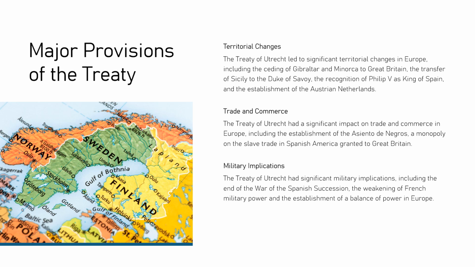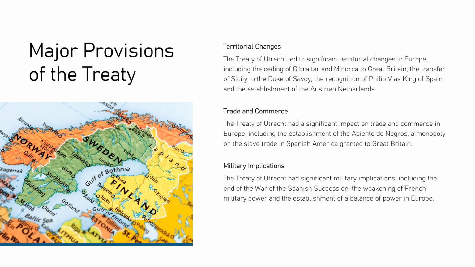Major provisions of the treaty. Territorial changes. The Treaty of Utrecht led to significant territorial changes in Europe, including the ceding of Gibraltar and Minorca to Great Britain, the transfer of Sicily to the Duke of Savoy, the recognition of Philip V as King of Spain, and the establishment of the Austrian Netherlands.